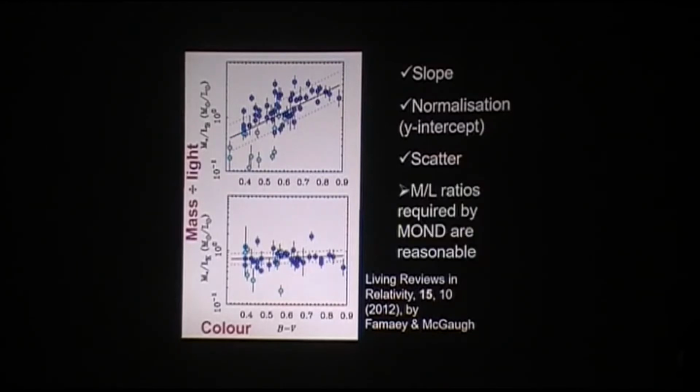So the message is that the mass-to-light ratios that you need in MOND can be adjusted to fit the data, but we have independent constraints, and we know that what MOND theorists tell you they need are reasonable numbers to be having.